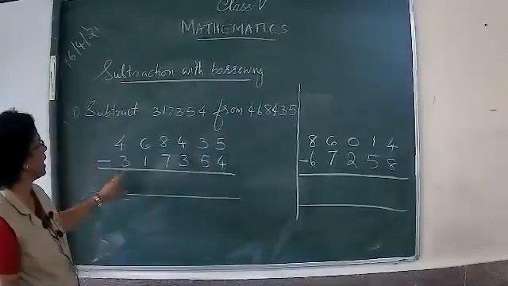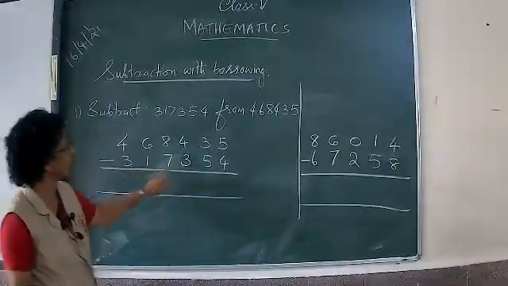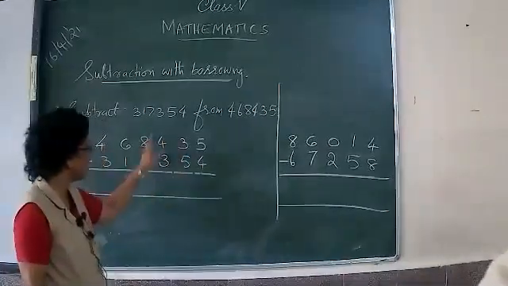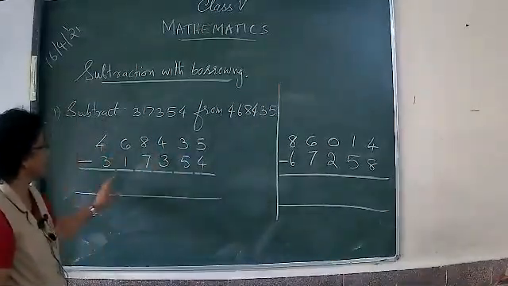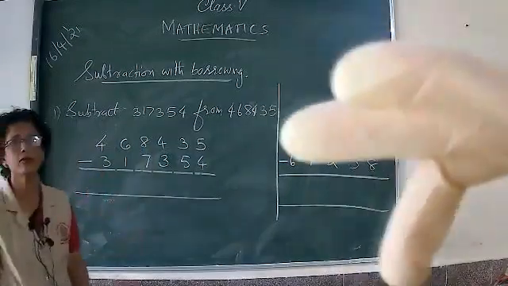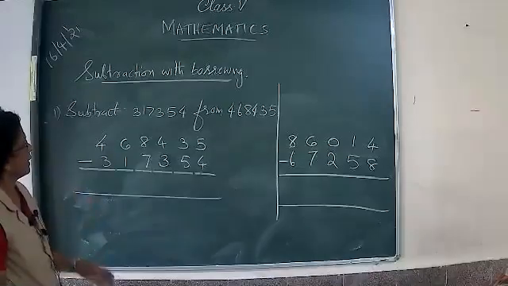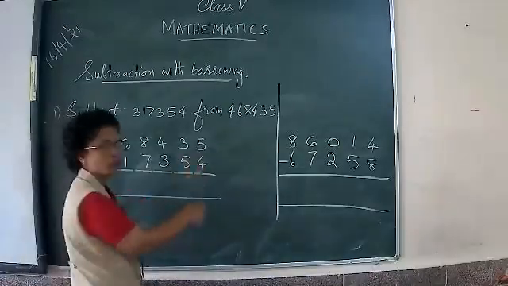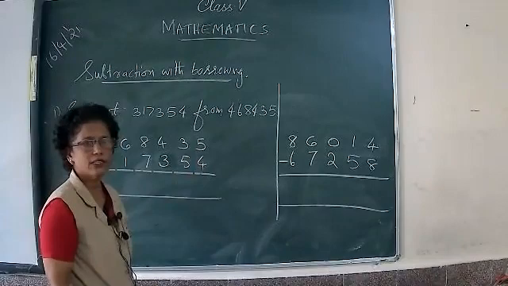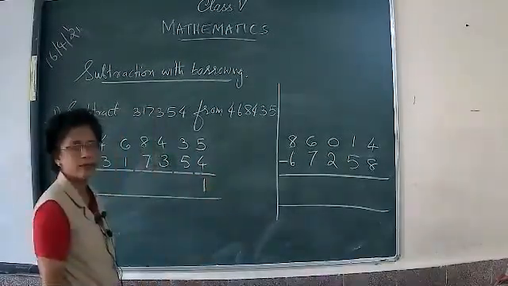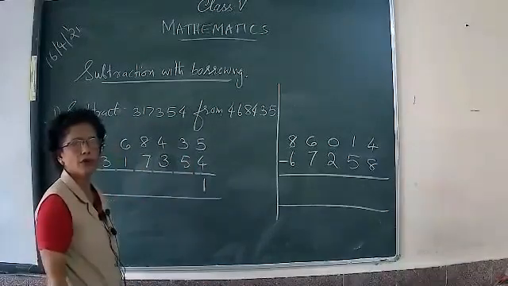From that number you have to subtract 317354. See that arrangement of the numbers there? Properly you have to arrange there. Here all the numbers have the same number of digits, so there is no problem. And look here, 5 minus 4. There is no problem there. 5 minus 4, answer is 1 here, because 5 is bigger than 4.